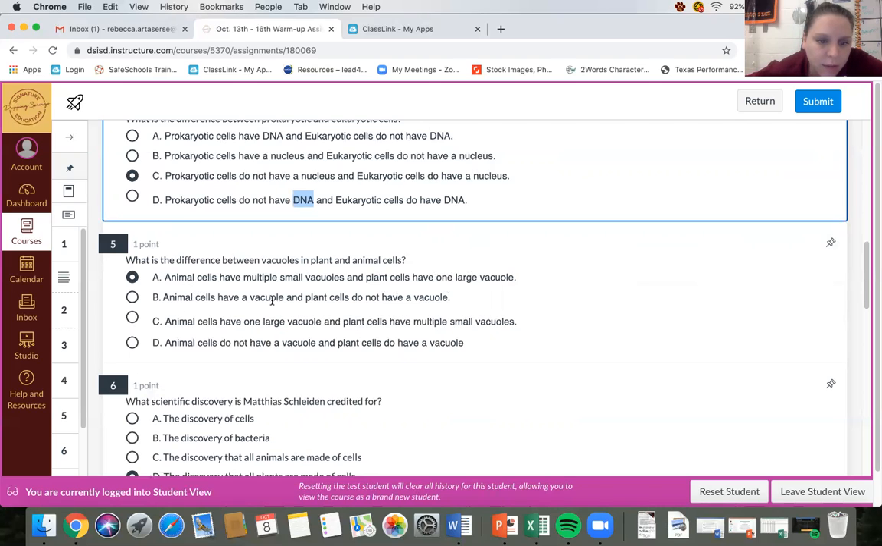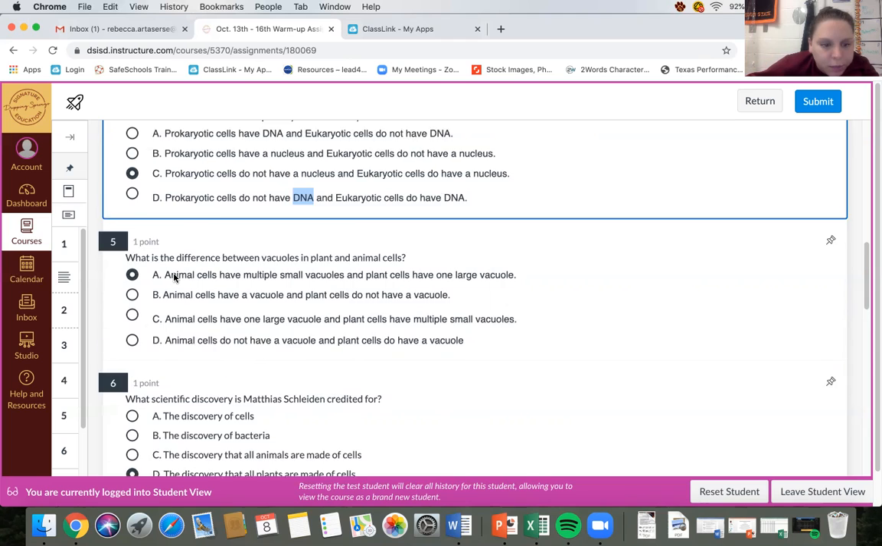B, animal cells have a vacuole, plant cells do not have a vacuole. Well, that's incorrect. We know that both plant and animal cells do have vacuoles. C, animal cells have one large vacuole and plant cells have multiple small vacuoles. No, that's incorrect. We know that plant cells have a large one and animal cells have small ones. And then D, animal cells do not have a vacuole. Again, we know that animal and plant cells both have a vacuole, so D is incorrect. So A is our right answer.